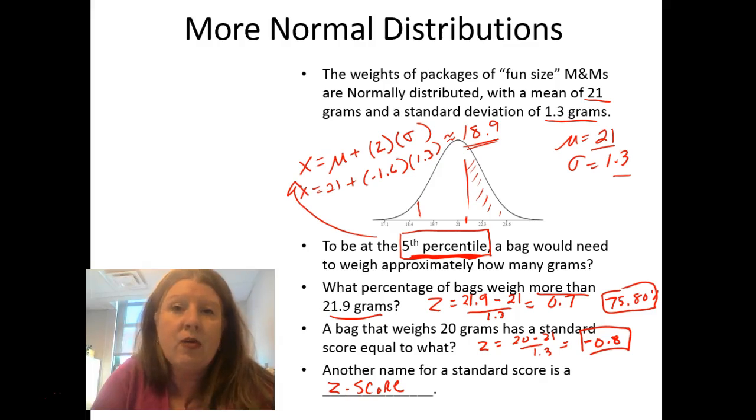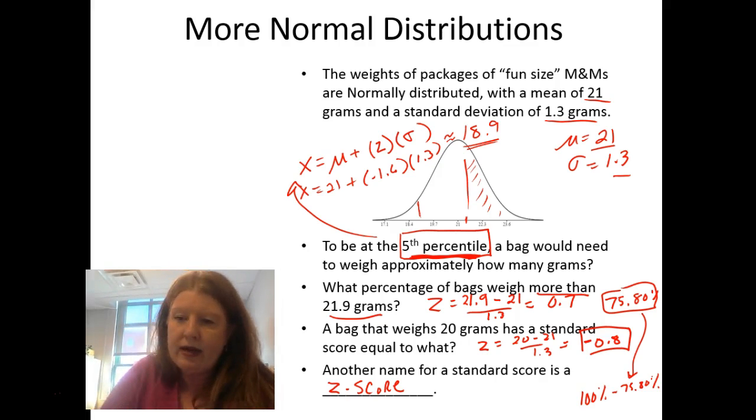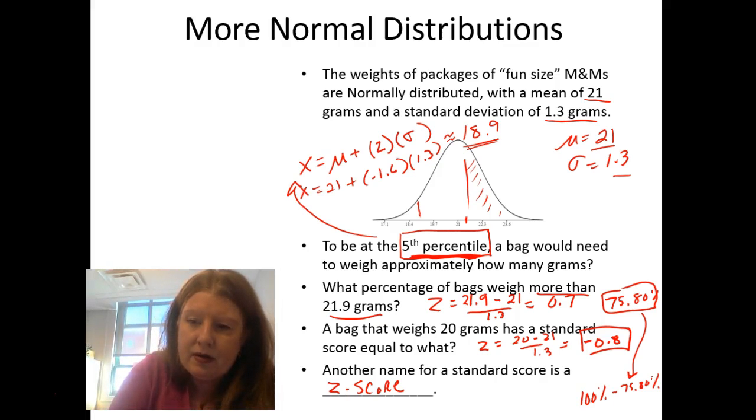So remember, if our question is about something that's more than, greater than, we want to take the percentage we get in the table and subtract that from 100%. So the answer here is actually 100% minus 75.80%. So it's about 24.2%.